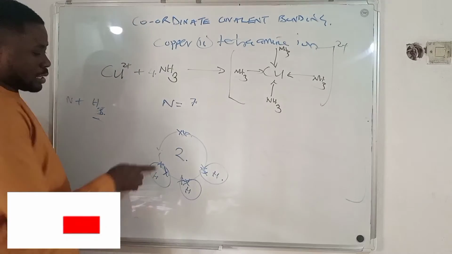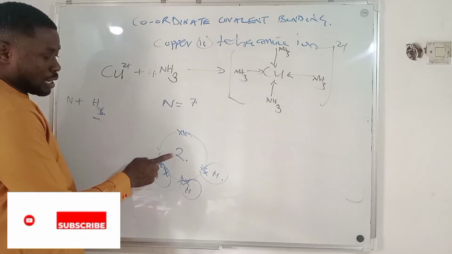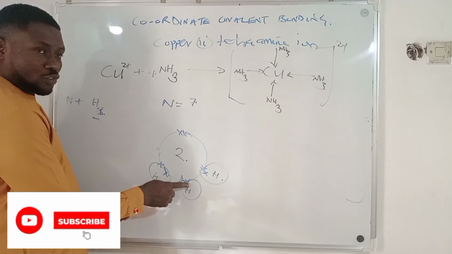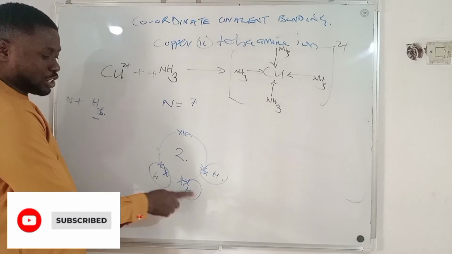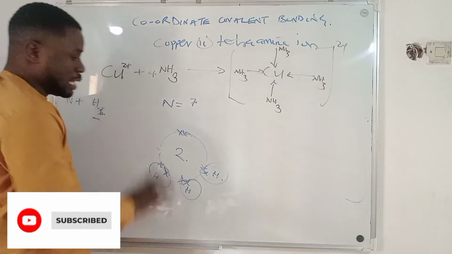Please take note that of the 2 electrons you see here, one is from hydrogen, the other belongs to nitrogen. Again, the 2 electrons you find here, one belongs to hydrogen, one belongs to nitrogen. The same applies to here.